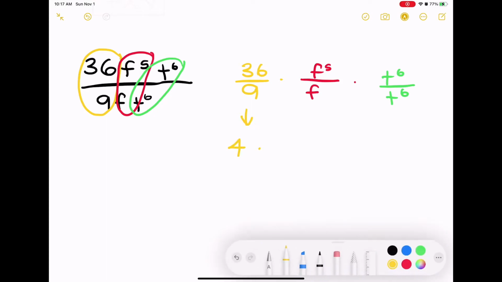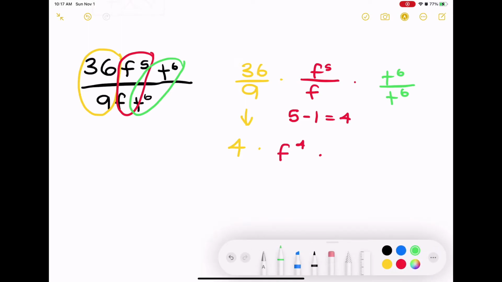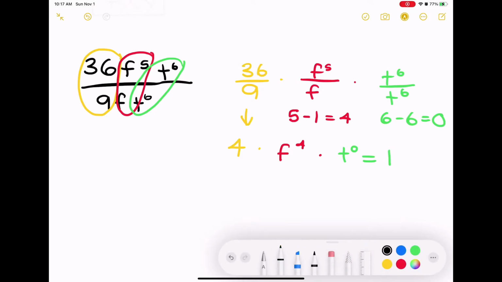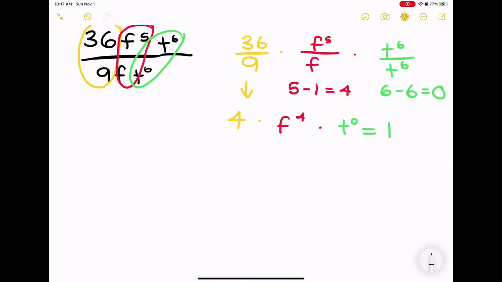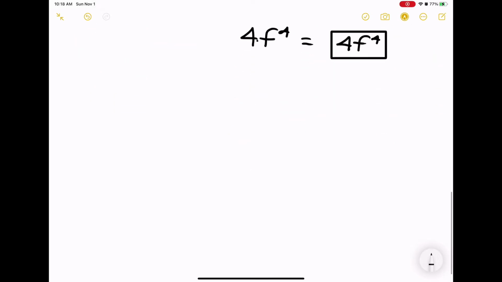Then 36 divided by 9 is 4. And remember, when we're dividing the variables, we subtract their exponents, and there's the imaginary one that we don't see. So we get f to the 4th, and then we get 6 minus 6 for the second one, that's t to the 0 power, which is equal to 1, and anything times 1 is equal to itself, so we don't need to include it. So we end up with 4f to the 4th power. As you can see, it's easiest to just break the equation down and put all the like terms together.